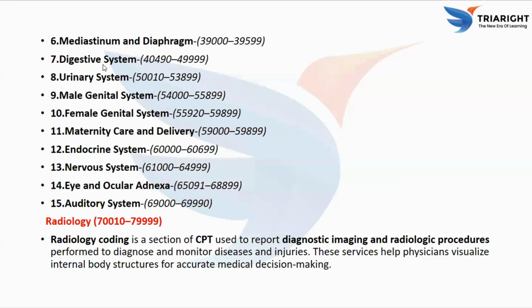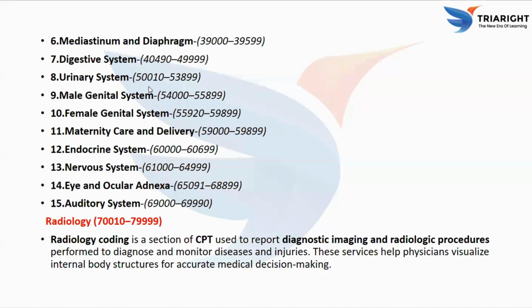The seventh system is the digestive system, 40,000 series. Code ranges are from 40,490 to 49,399. This covers the organs involved in digestion, including the esophagus, stomach, intestines, liver, gallbladder and pancreas. Examples are endoscopy, appendectomy and gallbladder removal.